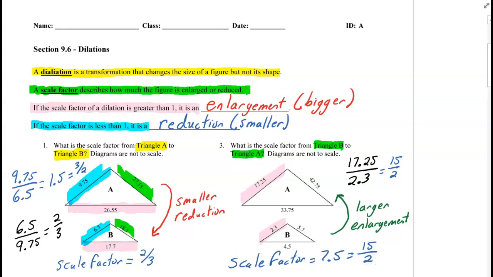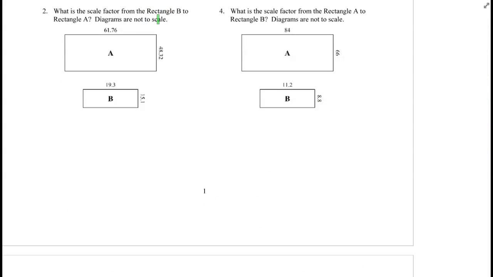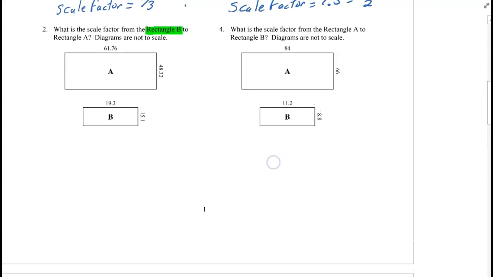Let's take a look at example 2 and 4. This time we have rectangles. So for number 2, I want to go from rectangle B to rectangle A. So from B to A. So that means I'm getting larger, which means it is an enlargement.